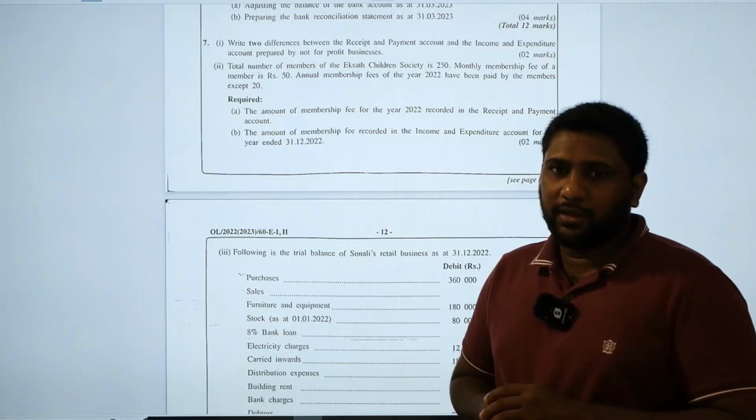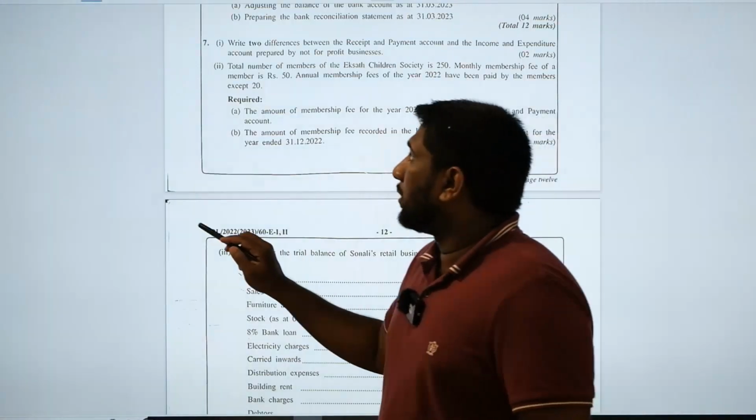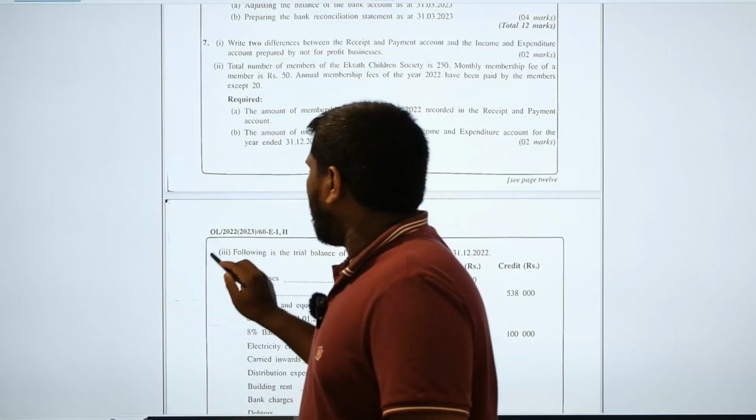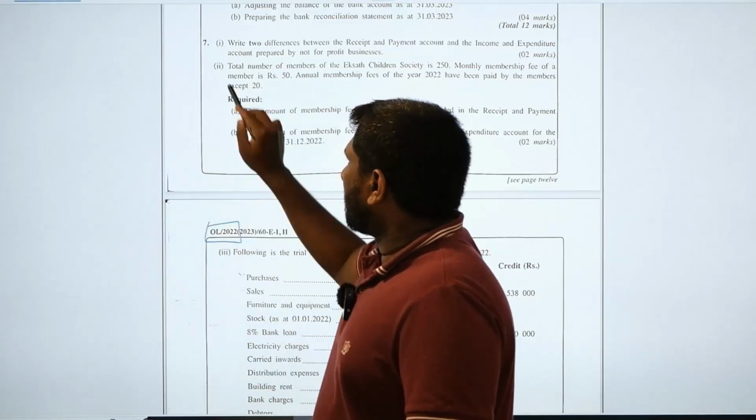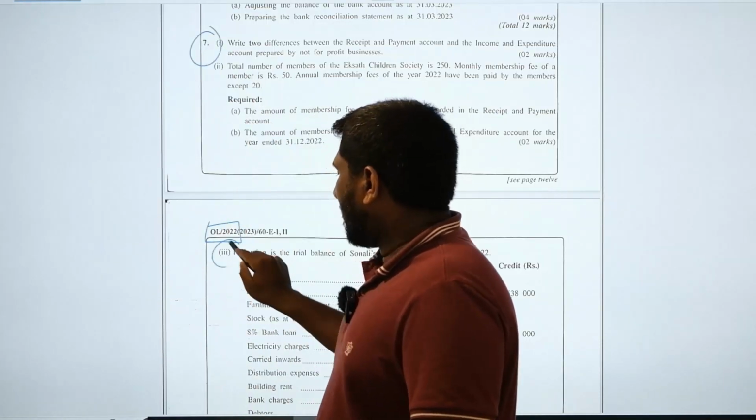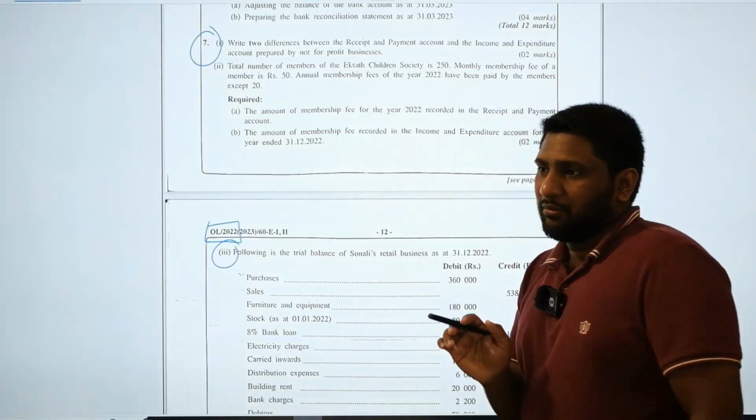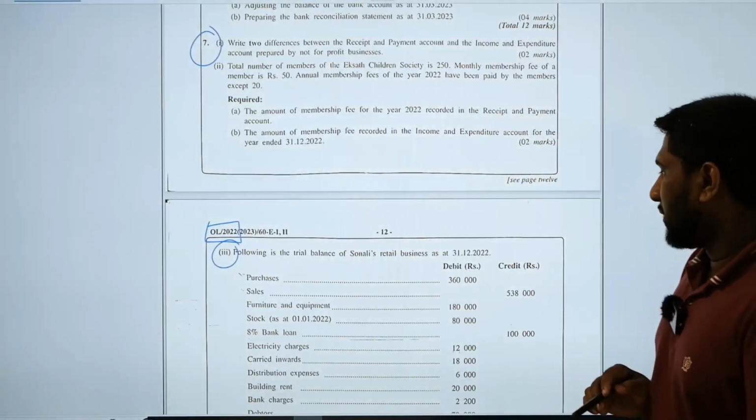Hi everyone, today we are going to discuss O-Level 2022 past paper question number 7 part 3, which is the financial statements with adjustment question.